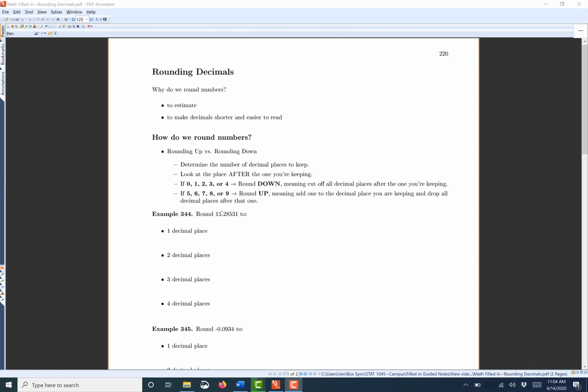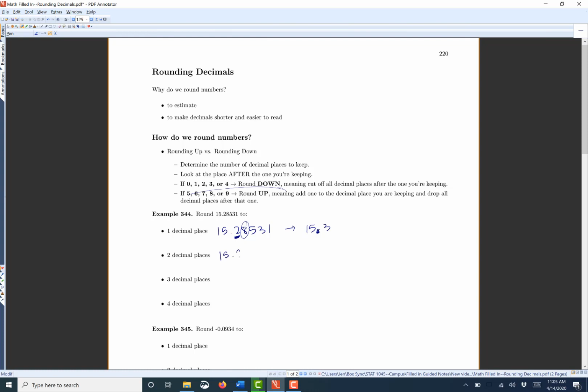So for this example, we have this number 15.28531, and we want to round to different decimal places. Let's round it first to one decimal place. I start by writing down my number that I want to round. I want to round to one decimal place. That means I want to keep this 2. So when I'm done, that's the decimal place I want to keep. Then I look at the number after it. 8 falls into the second category of rounding up. So if I round up, that means I'm going to take this 2 and round it up to 0.3. What this means is 15.2853 is closer to 15.3 than it was to 15.2.